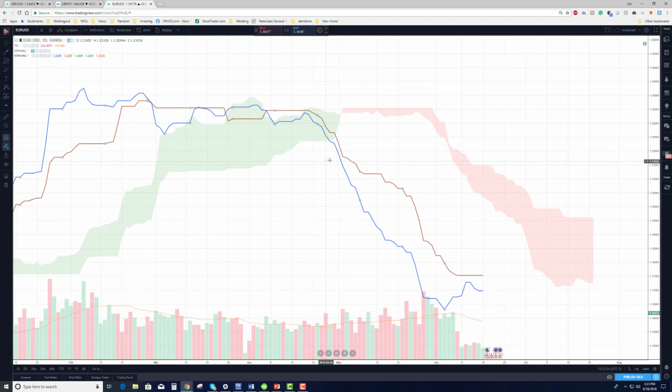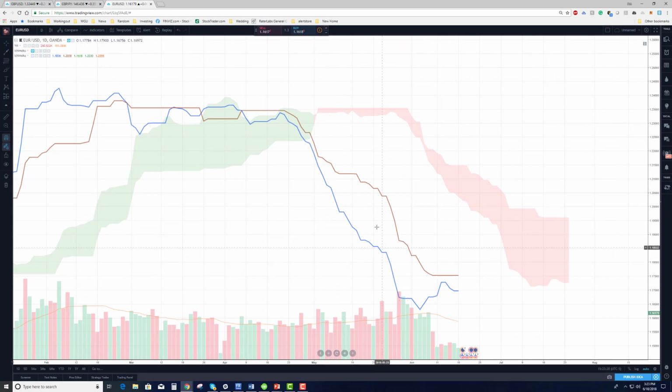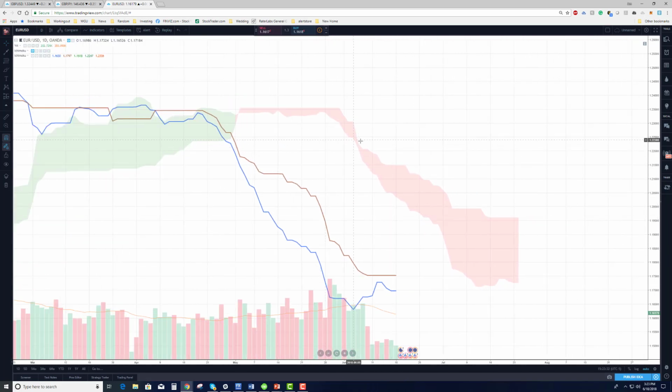So all we see now are the conversion line and the baseline. Conversion line is the blue, it's the fast one. The baseline is the slower, it's the red. If we look at the cloud, we can see that the cloud is just these two lines moved forward in time. And the cloud changes colors according to where the conversion line is relative to the baseline.